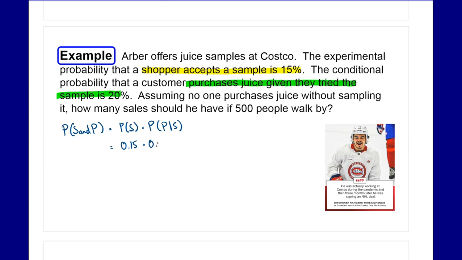0.15 multiplied by 0.20, or 15% times 20%, which is 0.03, or a 3% chance. So there's a 3% chance that they will purchase the juice. So if 500 people walk by, 500 people times 3%, or 500 times 0.03, gives us 15. So assuming there will be 15 sales made if 500 people walk by.